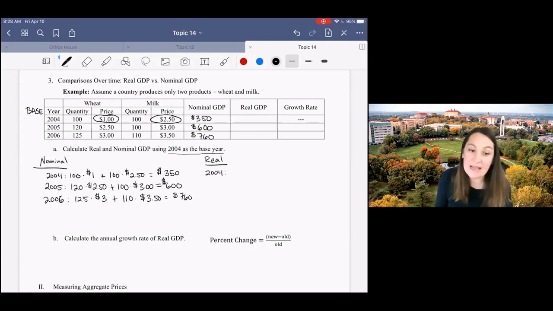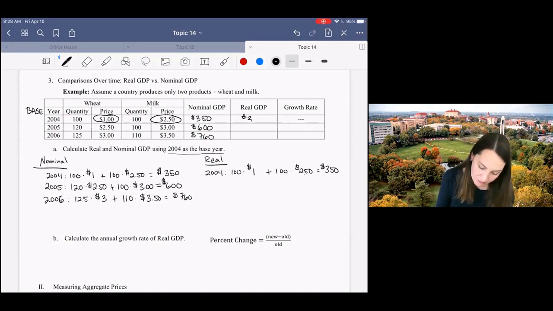You'll notice that in 2004, real GDP and nominal GDP are going to be the same, right? Because in both cases, we're using prices from 2004. That will always be true in every problem. Real GDP and nominal GDP will be the same in the base year. In the other years, though, we're going to get a different answer.